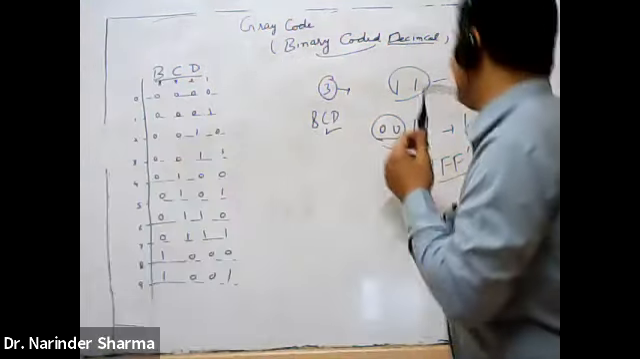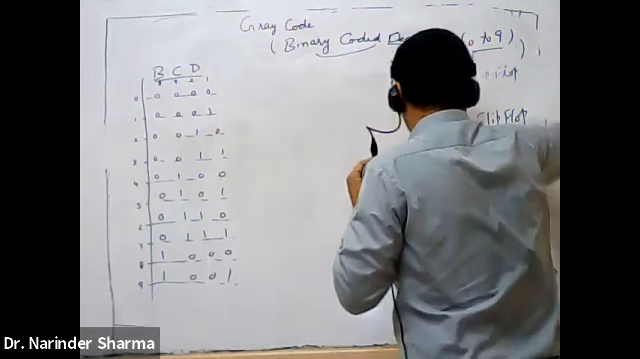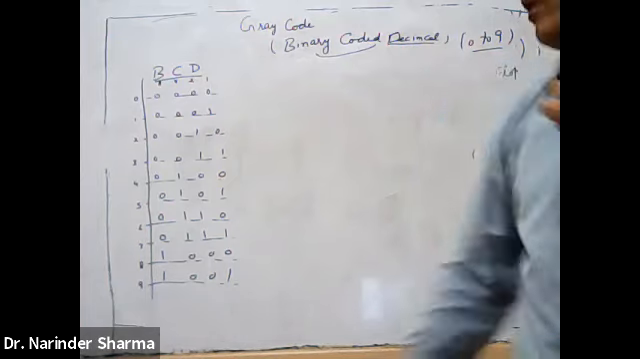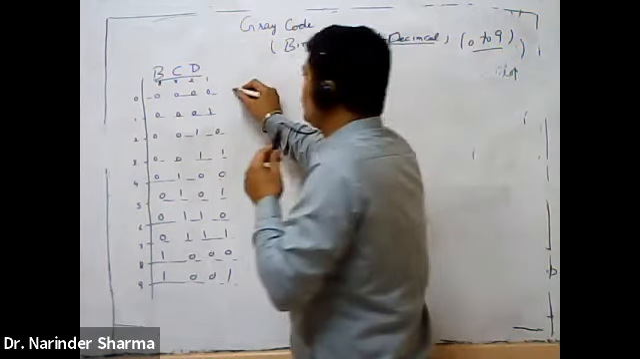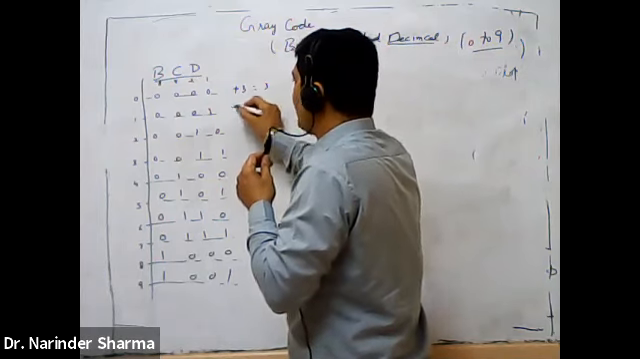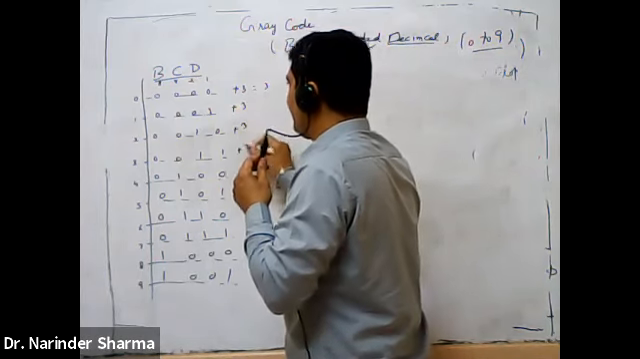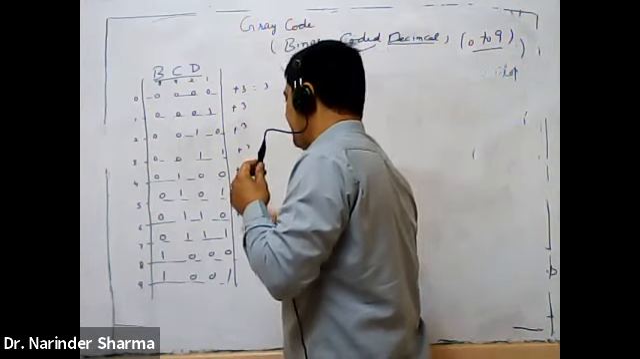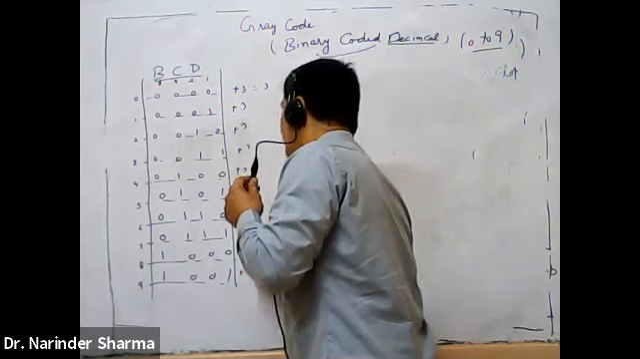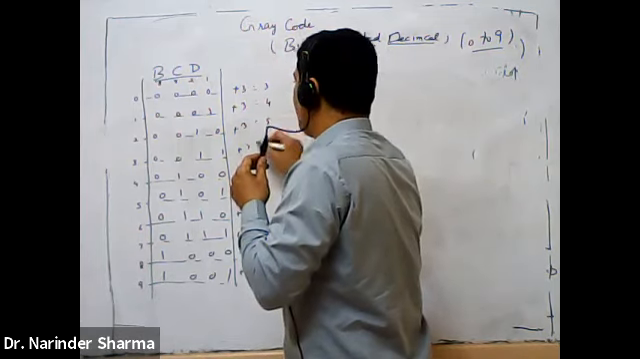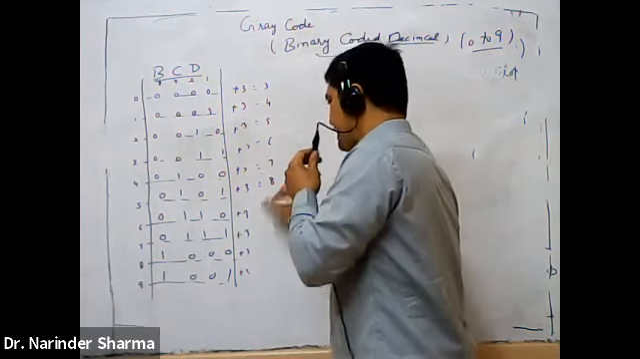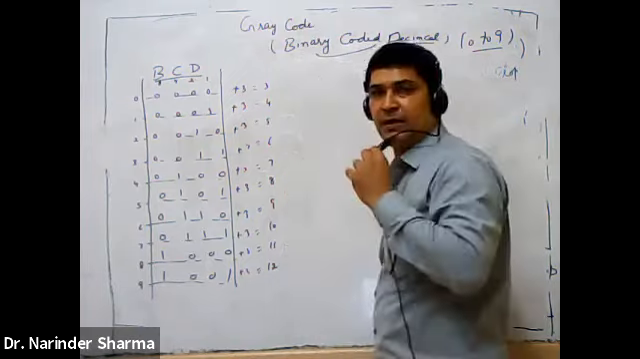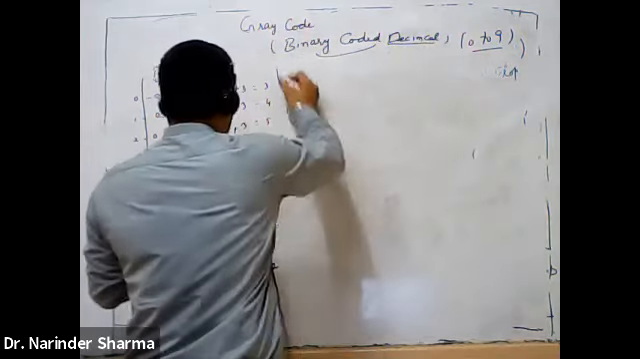As for Excess-3, this is also a binary code. As the name suggests, you have to simply add plus 3. So 0 plus 3 is 3, then 4, 5, 6, 7, 8, 9, 10, 11, 12. Now, I have to write its equivalent XS3 code.